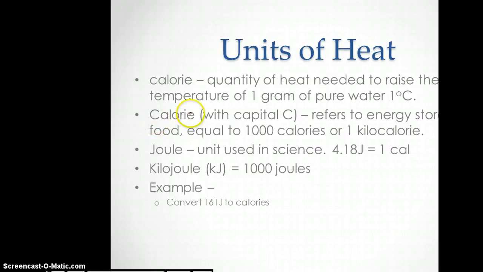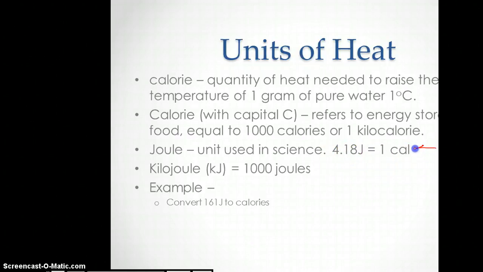Now, when you think of calories, you're actually thinking about capital C Calories, which refers to energy stored in food. And actually, a capital C Calorie is equal to 1,000 little calories. So a capital C Calorie is a kilocalorie. We will also use joules. Joules is actually the scientific unit for heat, and it has the equality that 4.18 joules equals 1 calorie.